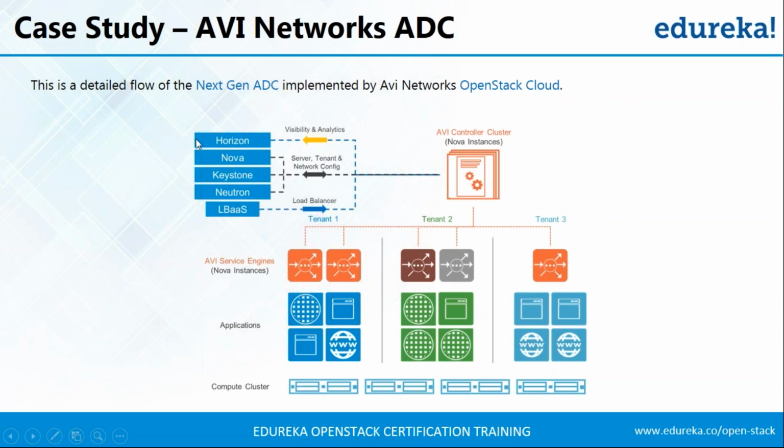With Horizon, it also provides you with visibility and analytics. You can visualize completely how your network is laid out and how many instances you have. You can get all the data for analysis as well. And this is the RV controller cluster, which contains all the different Nova instances that are distributed among the different application developers or the different tenants.